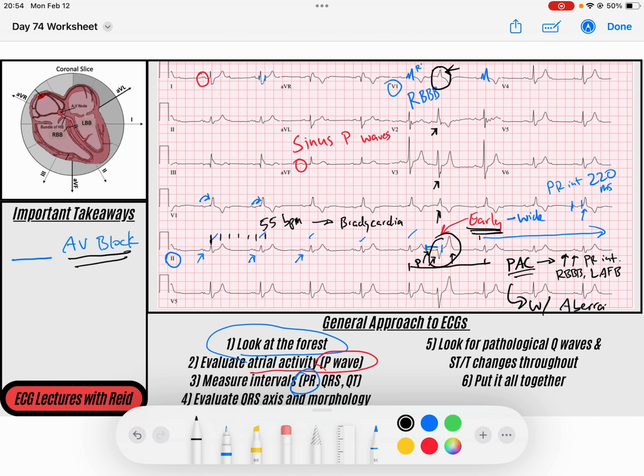And what that means is that when that PAC got to the AV node, it was able to be conducted, but it conducted with not only the baseline right bundle branch block, but the left anterior fascicle had not repolarized by the time it conducted that signal, and so it conducted with a functional left anterior fascicular block. So it's a PAC with aberrancy.